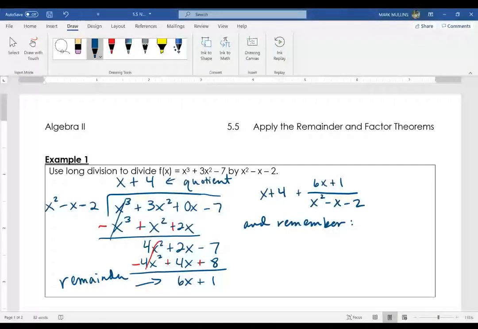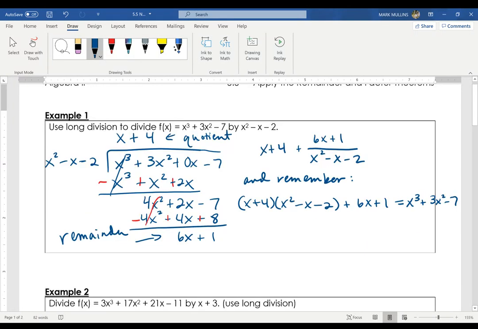So what we need to remember is if I take that x plus 4 and I multiply it back by the x squared minus x minus 2, and then I add my remainder, that's going to equal my function I started out with, x cubed plus 3x squared minus 7. So some years when we have time, we actually kind of go back through and show that, just to show how it's really thinking through what that long division means in terms of polynomials.